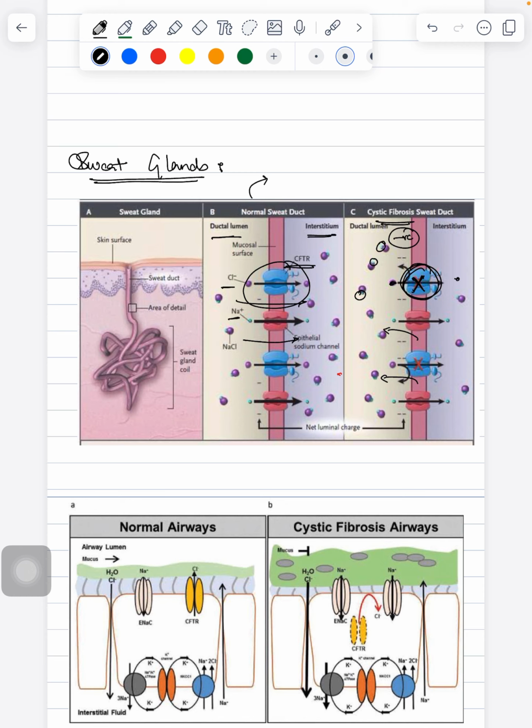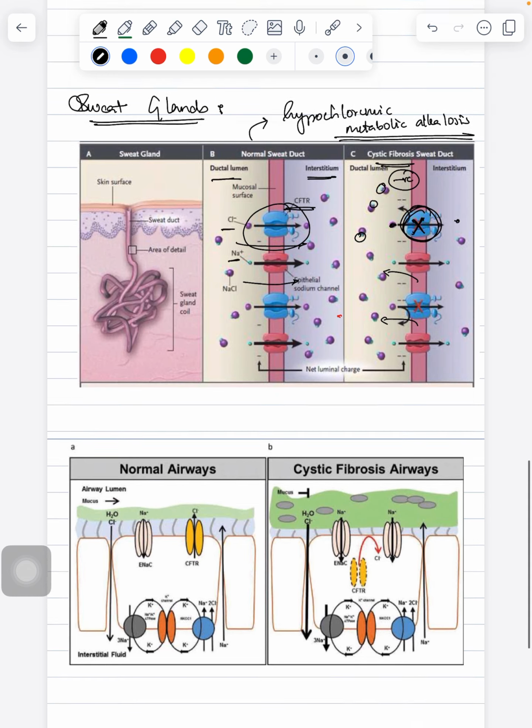what? Hypochloremic metabolic alkalosis. Due to the loss of a large amount of sweat through your lumen, the child can present with hypochloremic metabolic alkalosis, especially in summertime. Okay, next, what is happening in your respiratory tract?